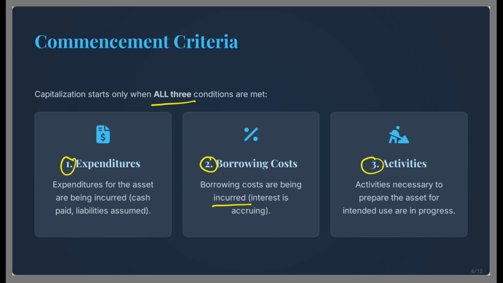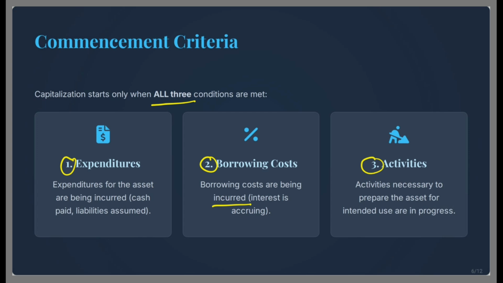Third, dapat may activities dun sa qualifying asset mo. So for example, magtatayo ka ng building, no? Yung building na yun, mako-consider mo siya as a qualifying asset lang if meron ng activity. So let's say, inaayos na yung papers, no? Meron ng permits, tapos meron ng groundbreaking, yun, mako-consider na yun as activity. So magsisimula ka na ng pag-capitalize ng interest mo.